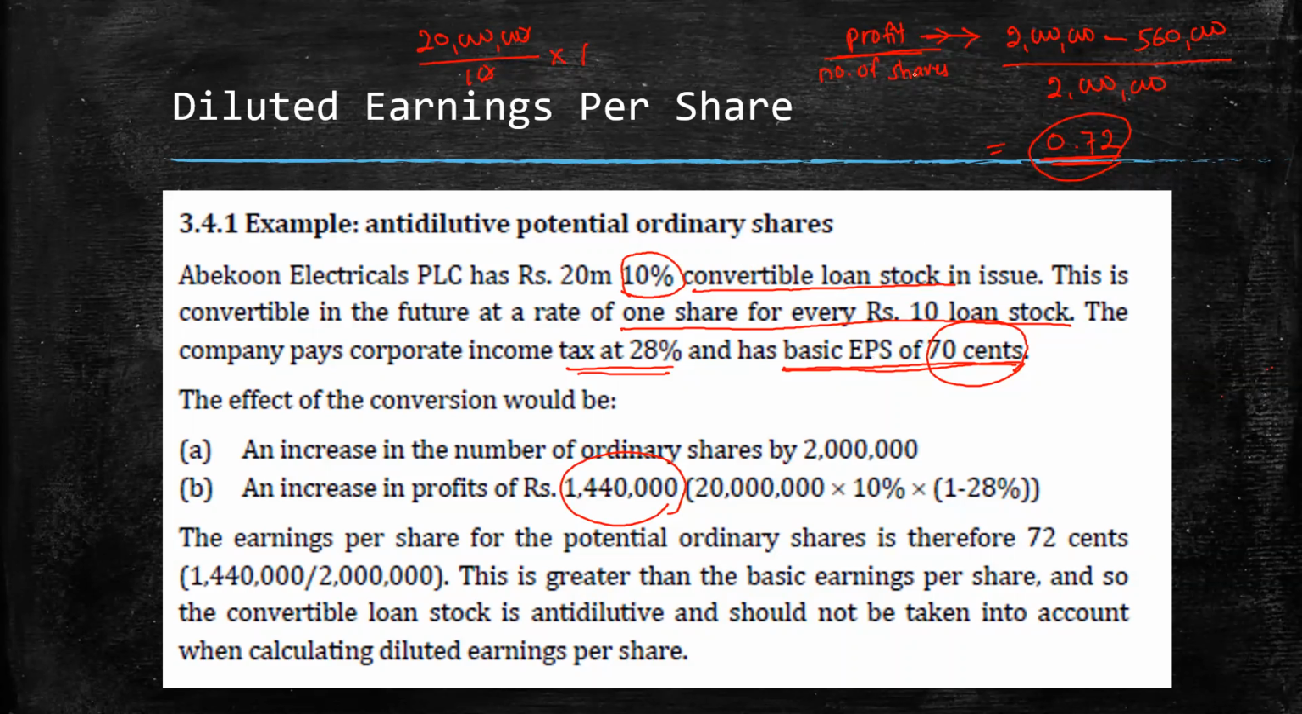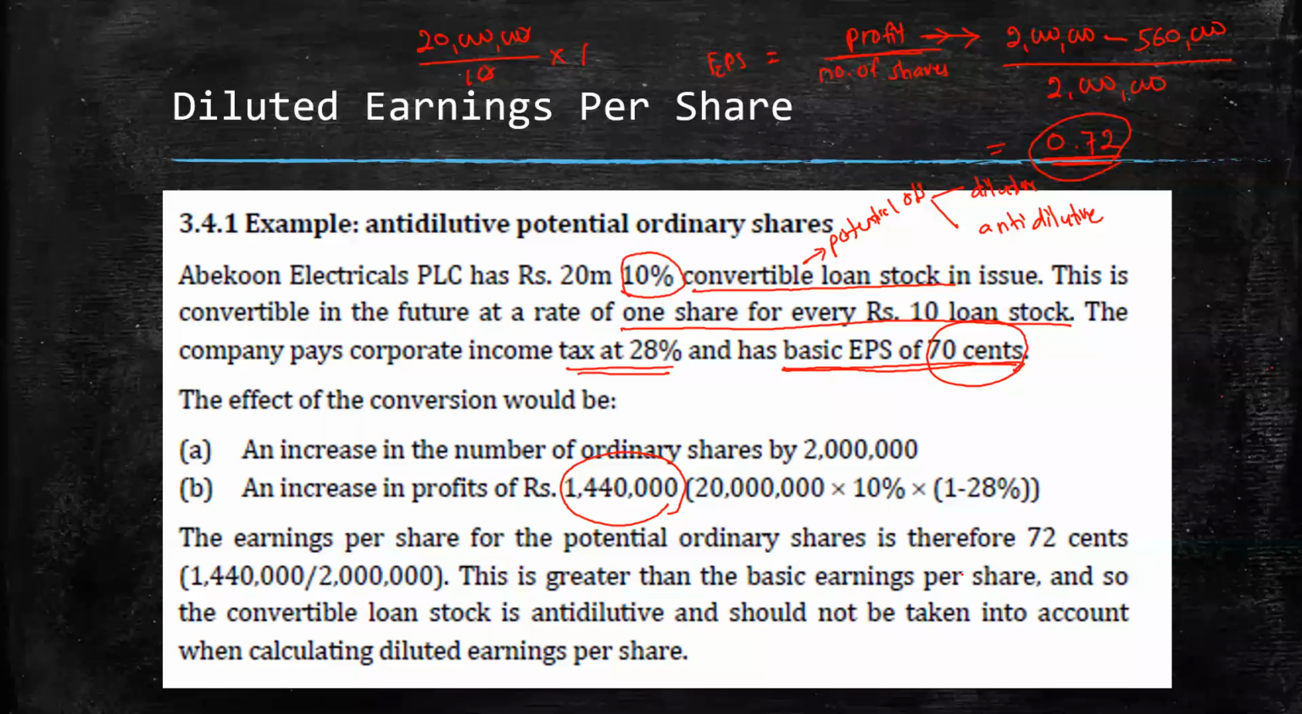Because of this potential ordinary share, does our basic EPS increase or decrease? Okay, right? Now tell me, this one we identified as what? This is a potential ordinary share. Then we need to decide whether it is dilutive or anti-dilutive. For that, we need to compute the impact of the conversion to our EPS. We found that we get an EPS value of 0.72 as a result of the conversion.